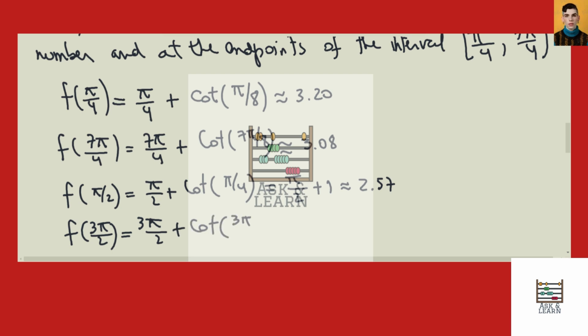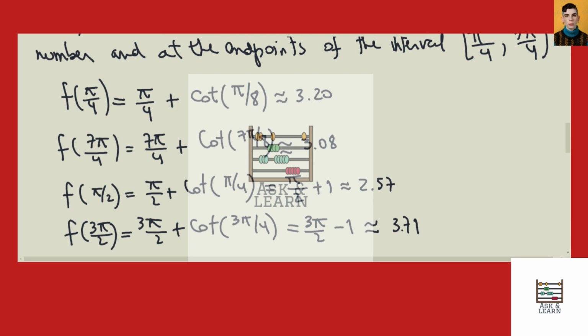And f at 3 pi half is 3 pi half plus cotangent of half of this, that is 3 pi fourth, and we know the cotangent of 3 pi fourth is negative 1, so we get 3 pi half minus 1, which is approximately equal to 3.71.